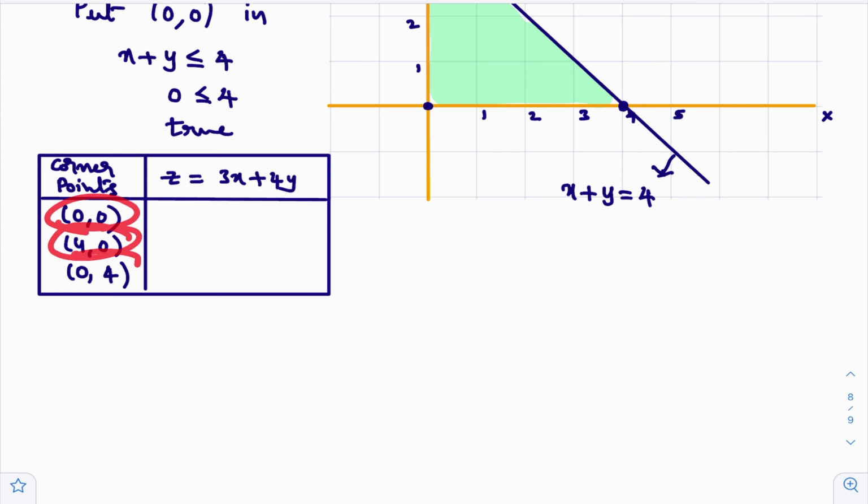These 3 corner points you substitute in the objective function. They are given: maximize z equal to 3x plus 4y. You substitute 0, 0 in this. What will you get? 3 into 0 plus 4 into 0, that is 0. Okay. Now you substitute 4, 0 in this. 3 fours are 12 plus 4 into 0 is 0. So this is 12. Okay. Now you put this point in this objective function. What will you get? 3 into 0 plus 4 into 4 is 16. So you got 3 values here.